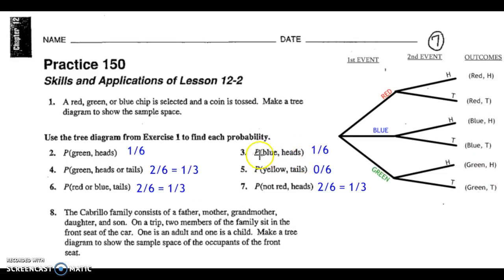The probability of getting a blue chip and heads on the coin is 1 out of 6 because there's only one outcome that's listed there. The probability of yellow and tails, well, there's no yellow out of all of these different possible outcomes. So I would say that the probability there is 0. And then finally, the probability of not red and then heads, well, we can't use any of these outcomes because they're both red. We can use this outcome because it's blue, which is not red, and heads. And we can use this outcome because it's green, not red, and heads. So 2 out of 6, again, that's 1 out of 3.